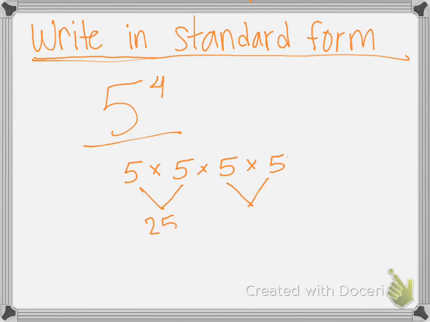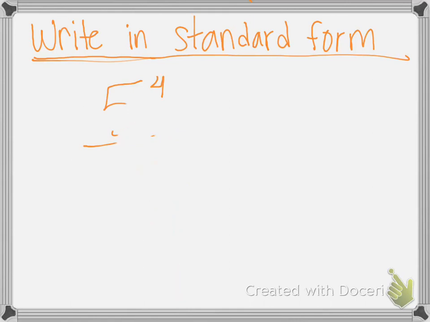So 5 times 5 is 25. 25. Drop down what I didn't use. 25 times 25 is 625. So in standard form, that would be my answer. 5 to the 4th power equals 625. So I would like you to try 2 on your own, and then you are good to go for this evening. All right, I would like you to write in standard form 10 to the 3rd power, or 10 cubed.